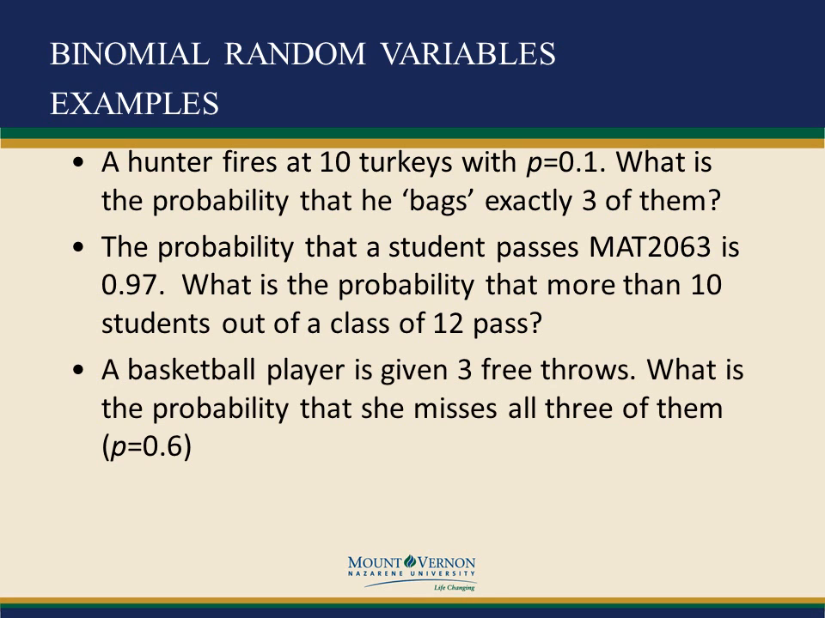Finally, a basketball player is given 3 free throws. What's the probability that she misses all 3 of them? In this case, we're told that p is equal to 0.6. That is the probability that this particular basketball player makes a free throw. So in this case, n is 3 because the basketball player is given 3 free throws. The probability that she misses all 3 of them is asking for the probability that you end up with no successes. And so x is 0, and p is given to be 0.6.